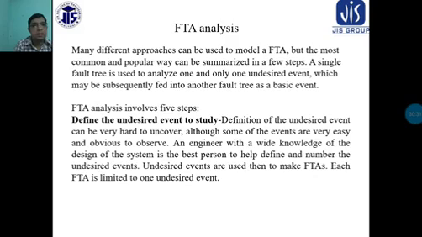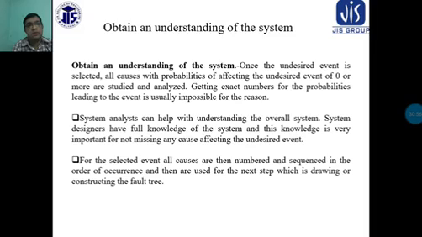The definition of the undesired event can be very hard to uncover, although some events are very easy and obvious to observe. An engineer with a wide knowledge of the design of systems is the best person to help define a number of undesired events. Undesired events are then used to make the fault tree analysis. A fault tree analysis is limited to one undesired event.